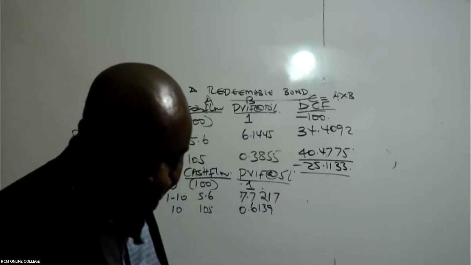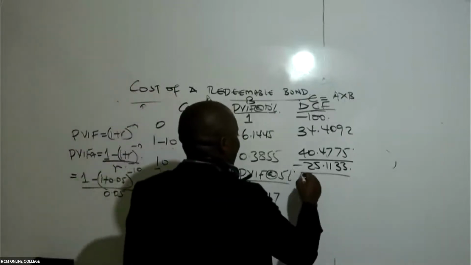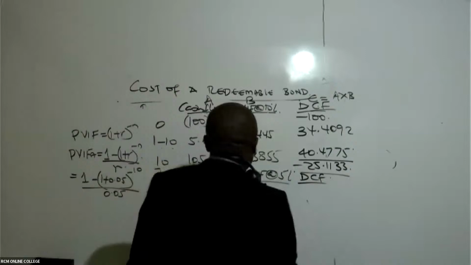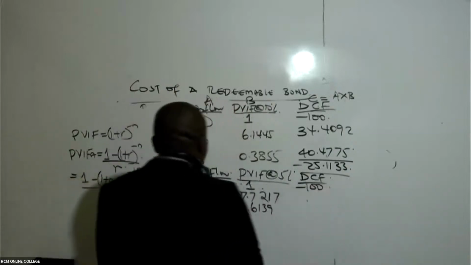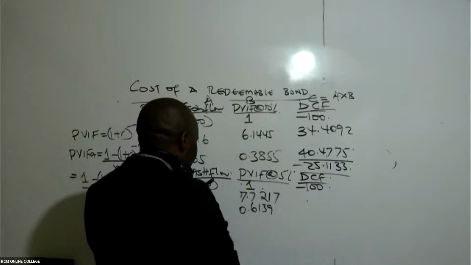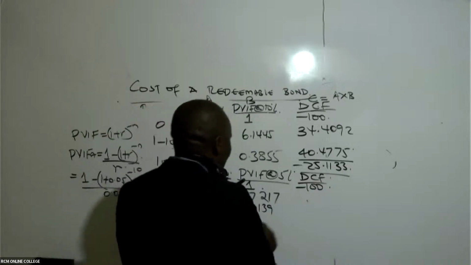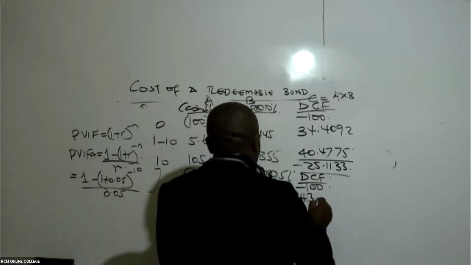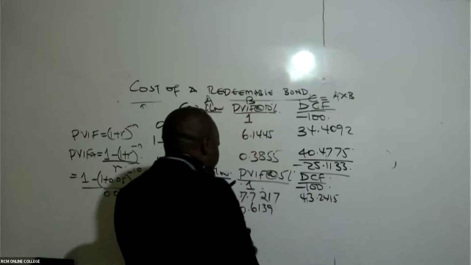So please go ahead and give me the discounted cash flows before I answer accurately. What do I have here? I have -100. We have 5.6 times 7.7217, which will end up giving me 43.2415. Then lastly, I have 105.